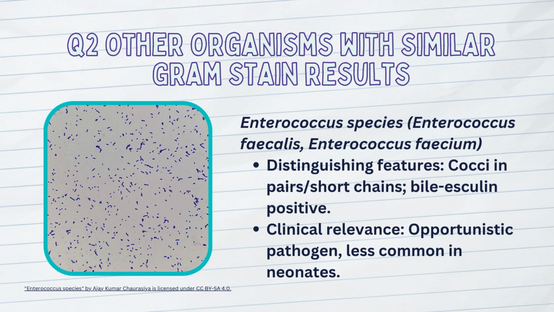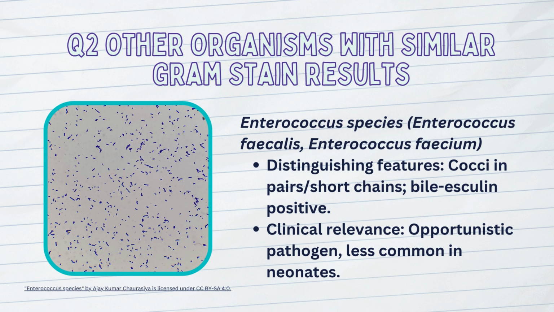Another one, and our final option, is going to be Enterococcus species, including Enterococcus faecalis and faecium, which have a distinguishing feature of cocci in pairs or short chains, bile-esculin positive. The clinical relevance is that they are opportunistic pathogens, and again, less common in neonates.